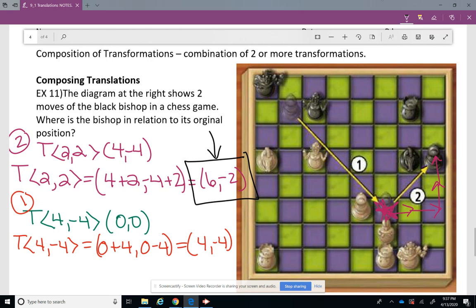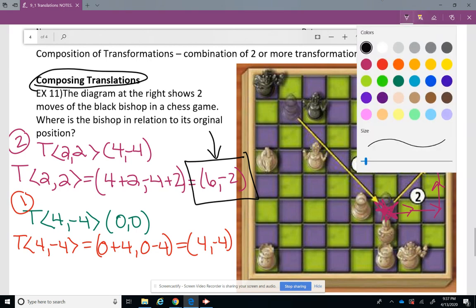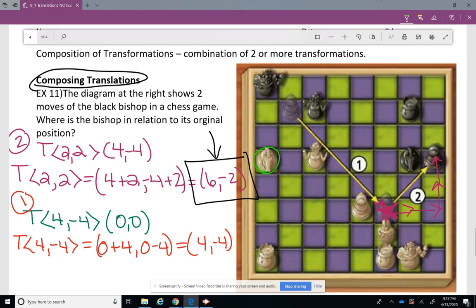Now, when I think of composing translations in a real chess game, I think of the knight. I'm going to do this in neon. Because the knight, for those of you that play chess, he goes up 2 and over 1. Or he goes over 2 and up 1. Or he goes down 1 and over 2. Okay? He's always jumping. And his is actually a composition of transformations in one move. Whereas the bishop, it took 2 moves to do this. All right.